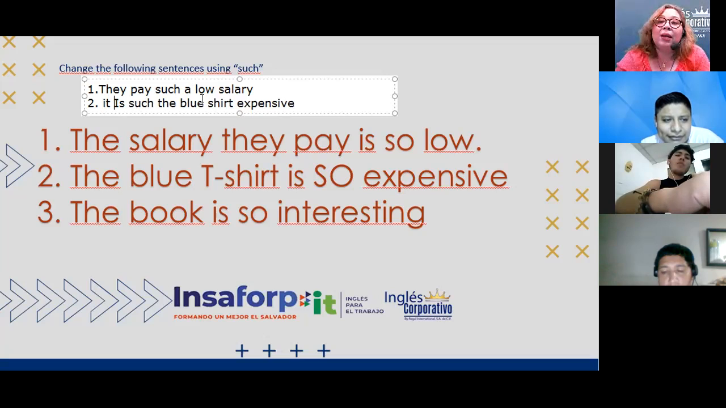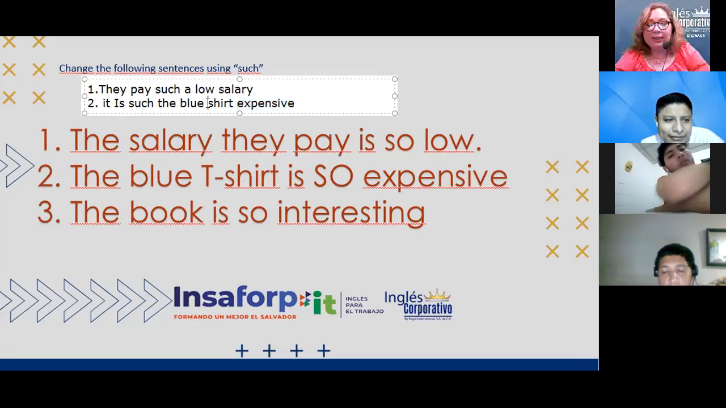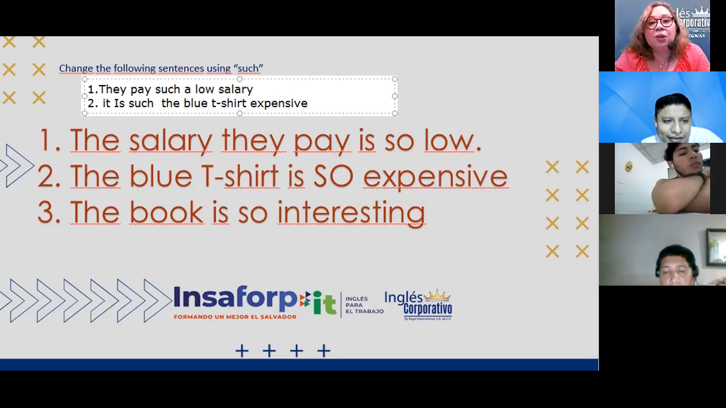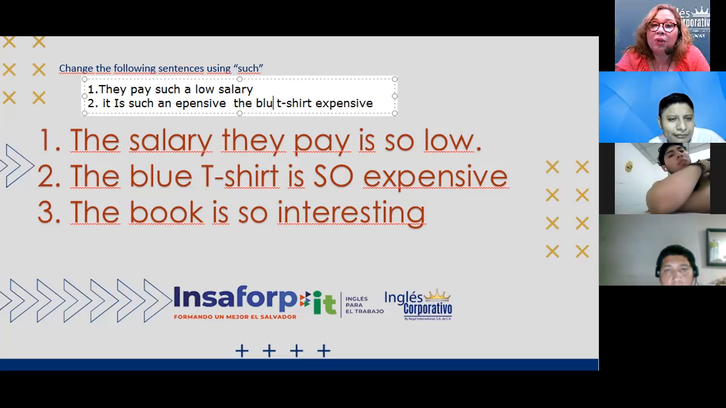¿Sí? Bien. Ahora, ¿cómo dijimos que ponemos los adjetivos? Los adjetivos van antes del nombre, ¿verdad? En este caso, expensive. The blue shirt or t-shirt, este sería el nombre, ¿verdad? Entonces, it is such expensive, the blue shirt. Exacto, solo nos falta un poquito hallarle el sentido, pero ya lo vamos armando, ¿ok? Such an expensive. Y aquí podríamos quitar blue, ¿ok? Porque nos quita un poquito el sentido, ¿ok? Pero an expensive.